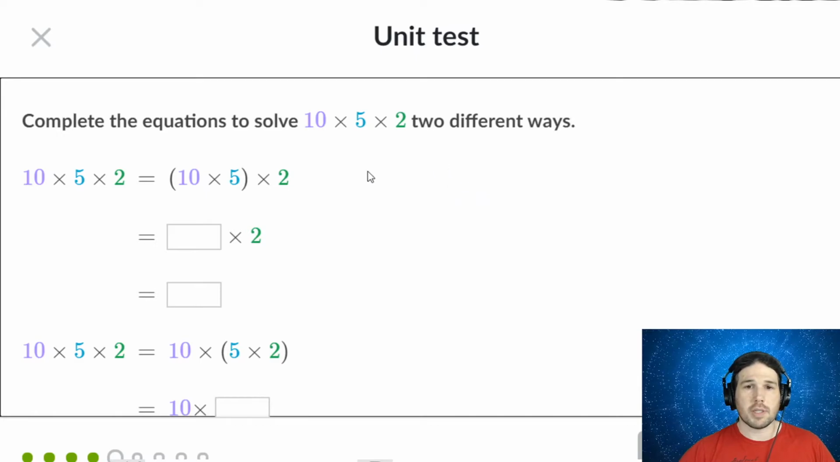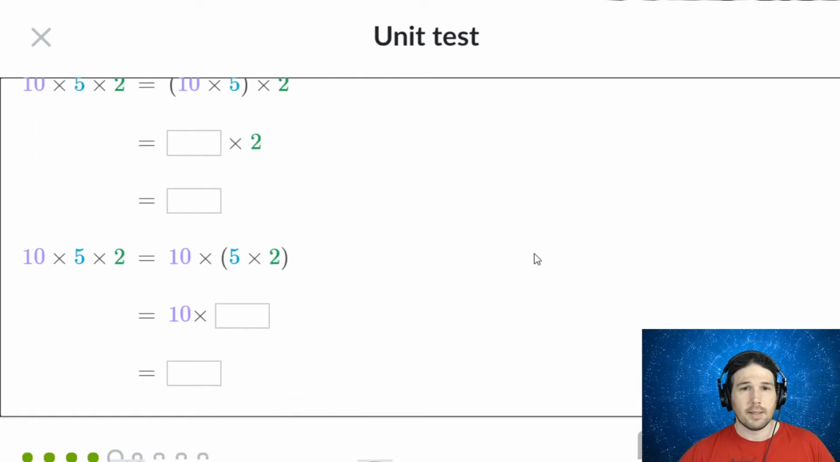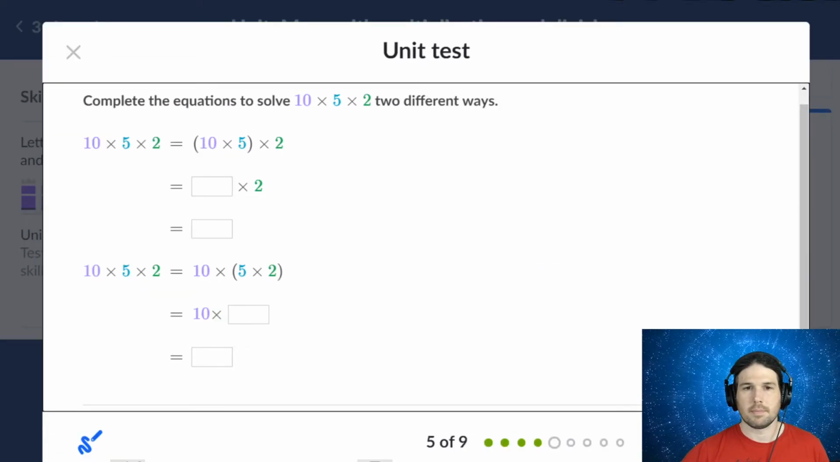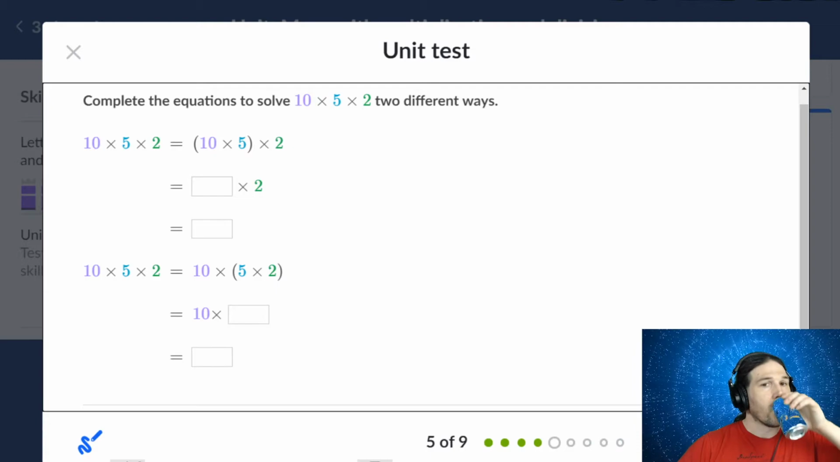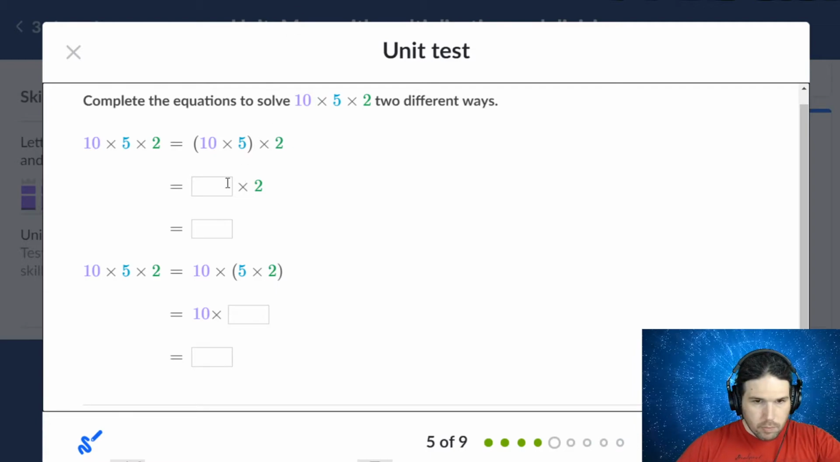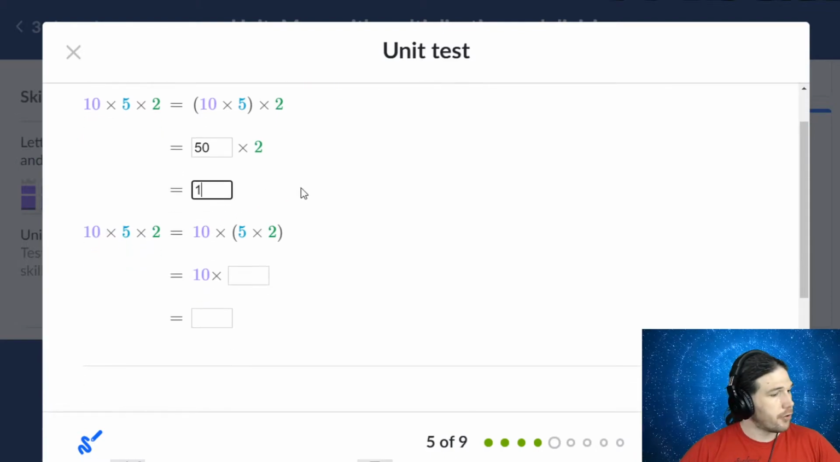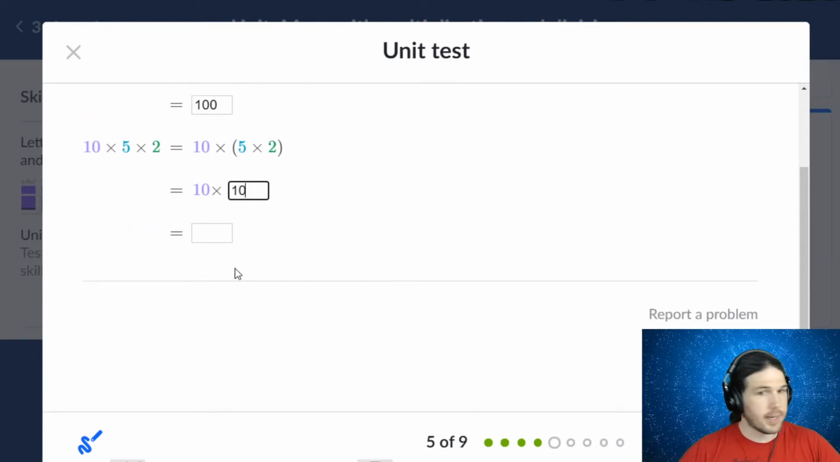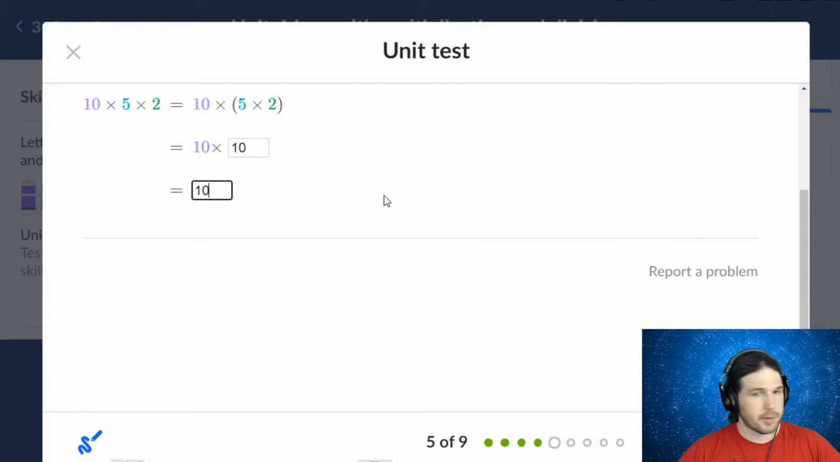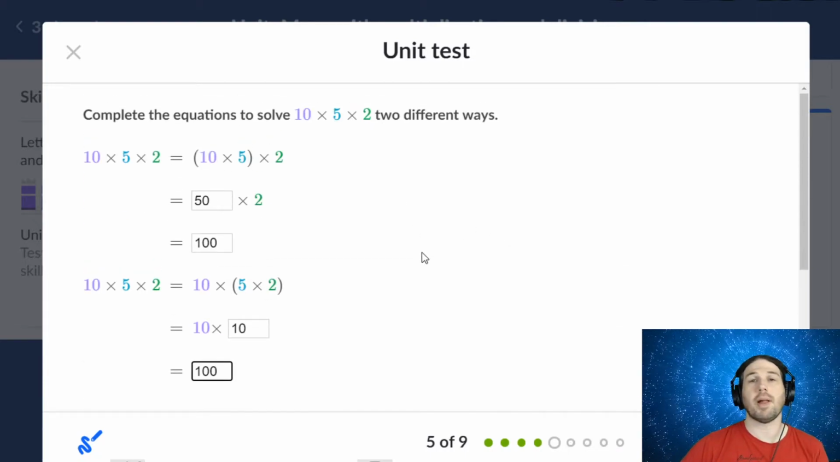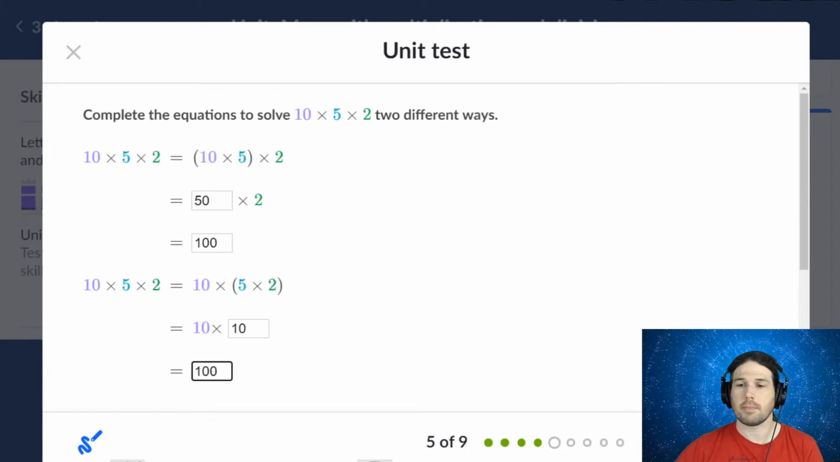Complete the equations to make 10 times 5 times 2 two different ways. This one has a lot of different things to write down, so I'll pause a little bit longer. That's 50, which makes 100. That's 10. It's 100. 2 different ways to multiply those 3 numbers to make 100.